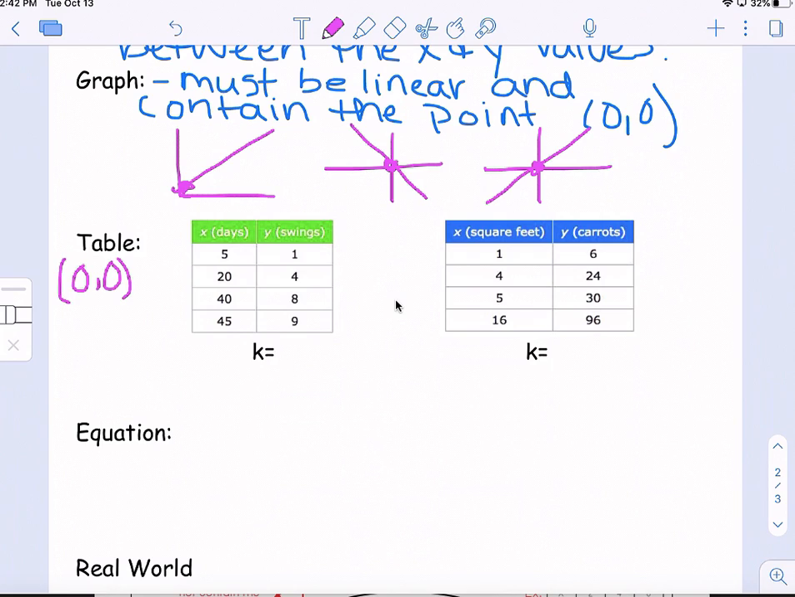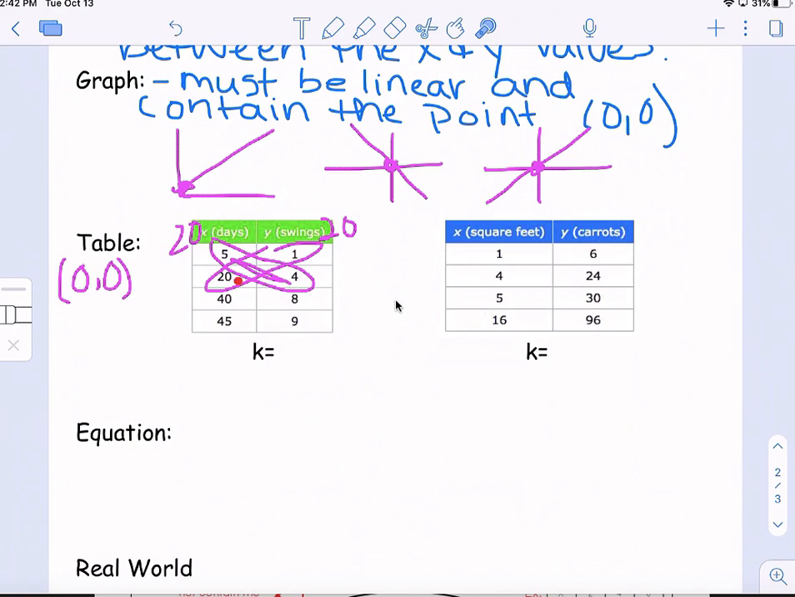If 0, 0 is not included in the table, one way to check to see if it is proportional is to cross multiply. If the cross products are equal, then the table is proportional. So if you look right here, 5 times 4 is 20, and 20 times 1 is 20. So these cross products right here and here are both equal, so that is an indication or a criteria that means that it is proportional.